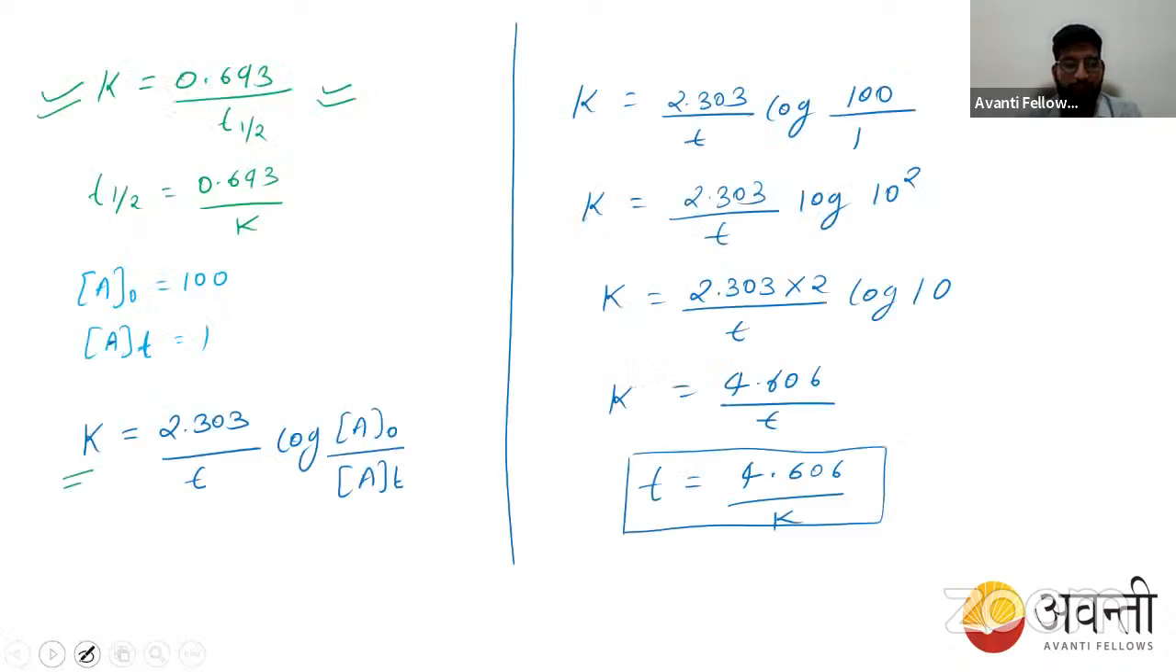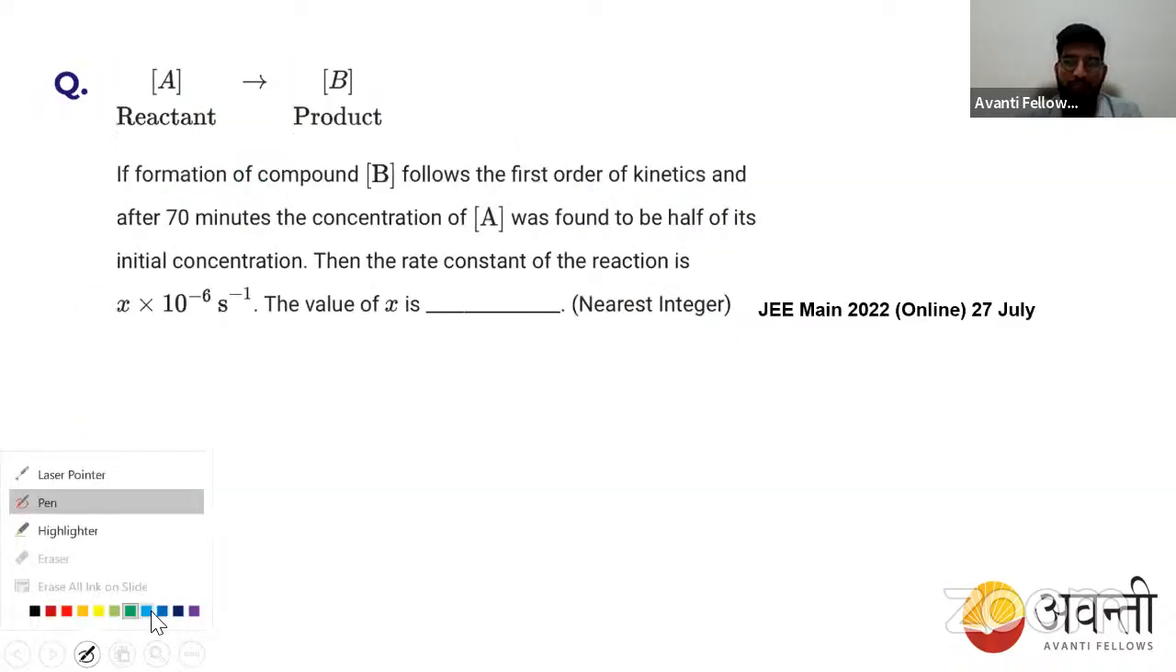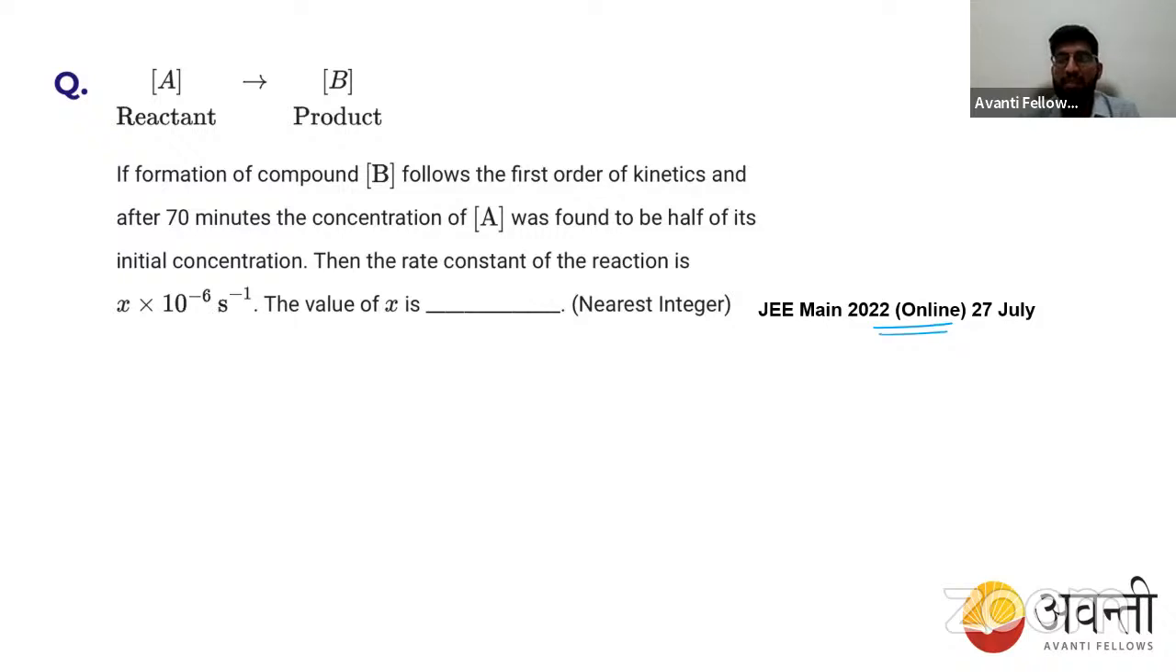So moving forward to the next question, question number 3. This is also JEE Mains 2022. This year they have asked this question in JEE Mains 2022. So reactant A gives product B. If the formation of compound B follows first order kinetics, that means this reaction is a first order reaction, and after 70 minutes the concentration of A is found to be half of its initial concentration. So basically they have given the T half. 70 minutes means T half. Then the rate constant of the reaction is... so we have to calculate the rate constant.